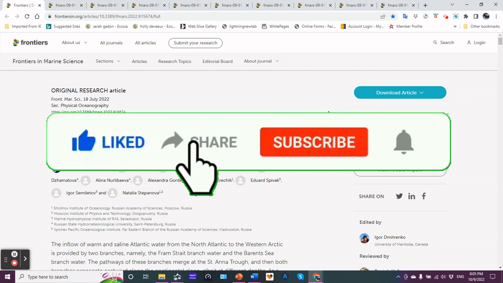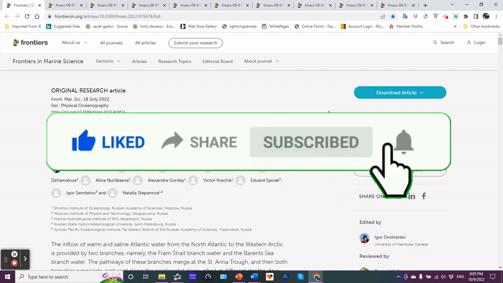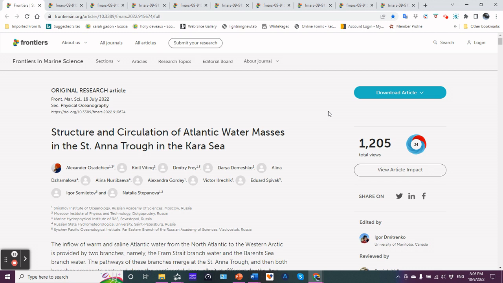A little gyre, just a tiny little gyre, but it's enough to concentrate the heat. It spreads, keeps the ice-free season longer. Amazing.